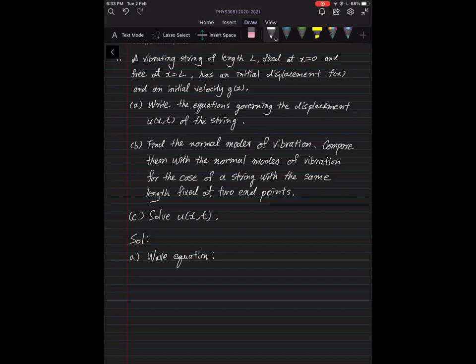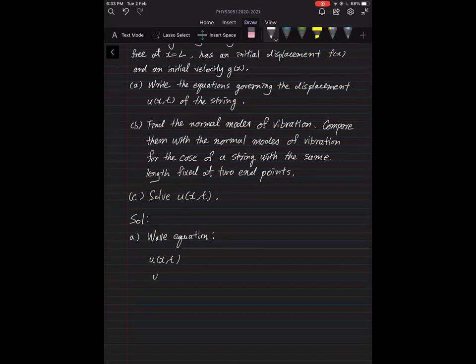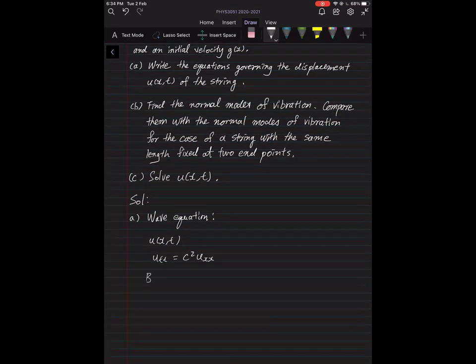Hello, any suggestions? So you have u(x,t) here that represents the vertical displacement of the element. Then how about the wave equation? Yes. So it is u_tt equals c squared u_xx. And here c represents the propagating speed of the wave. And then you also have other equations. You also have the boundary conditions.